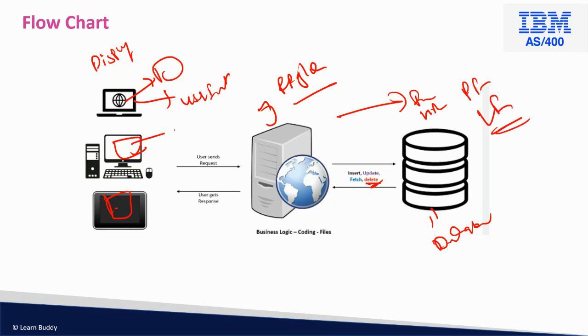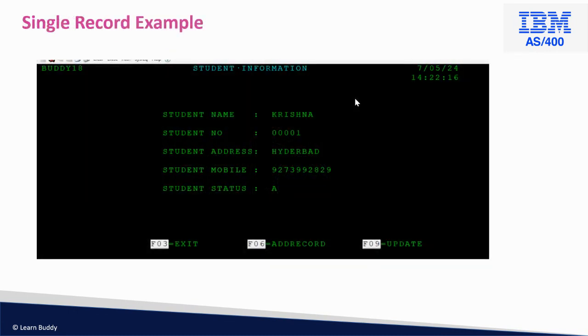On the screen the user gives some input, and this RPGLE program validates it, and finally performs the action. If it is related to a file operation, you can insert, update, or delete data in the database files. So this is basically a normal flow chart of how actions are performed on the front end and how those actions are stored at the back end. Actions are nothing but insert, update, delete, and fetch. This is an example of a single record. Here you can see only Krishna's information.